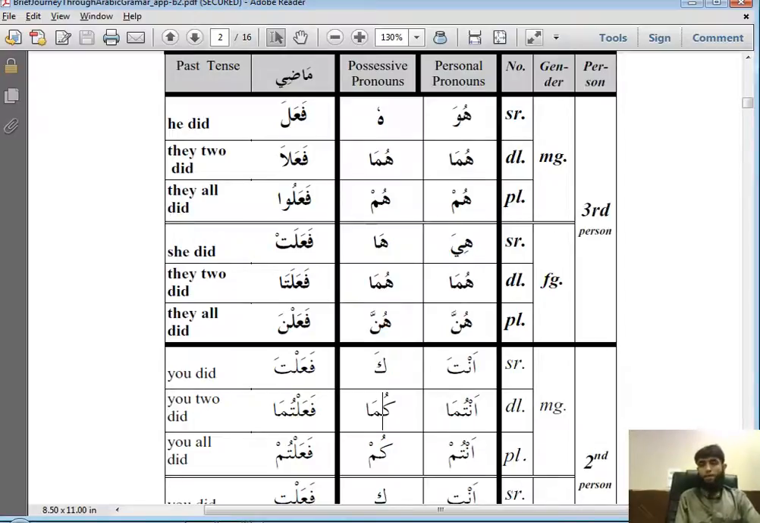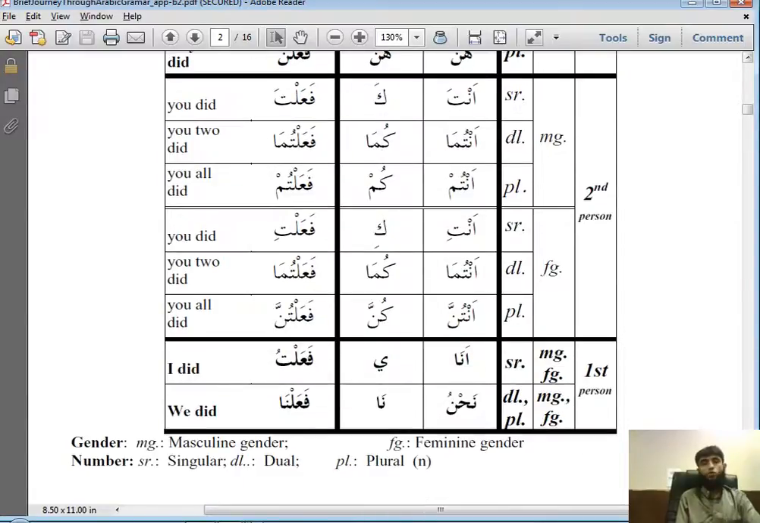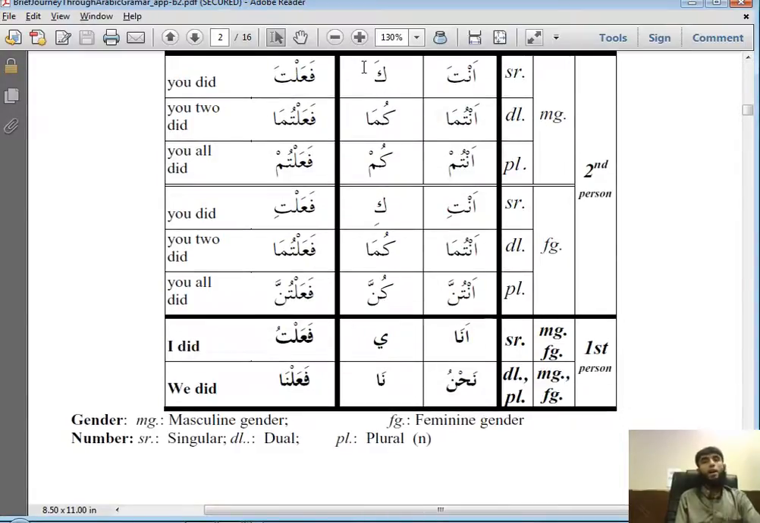Then you have anta for you, male, and ka is for yours, okay, and antuma is for two. So if you're talking to two people, you can use antuma and kuma for your, but if you're talking to two people, right, you're being more precise. Antum is for you all, plural, so more than two people, and kum is for yours, right, if you're talking about more than two people.